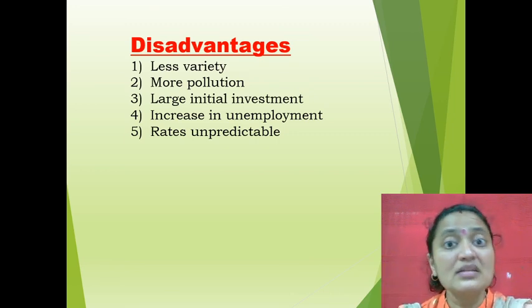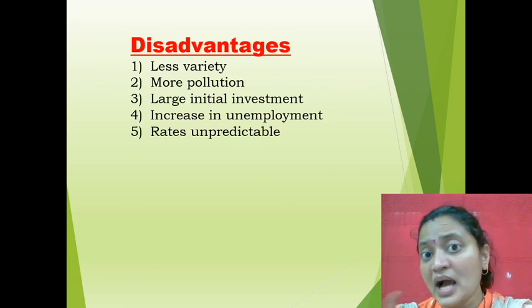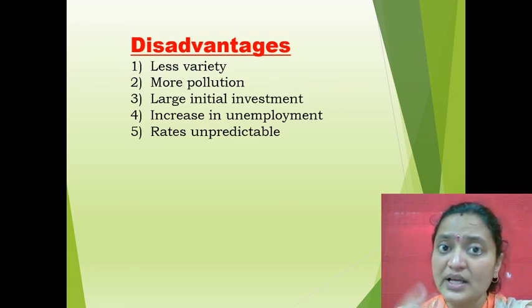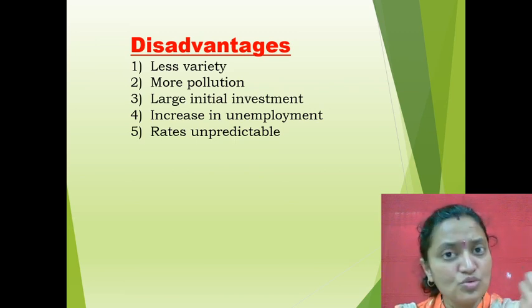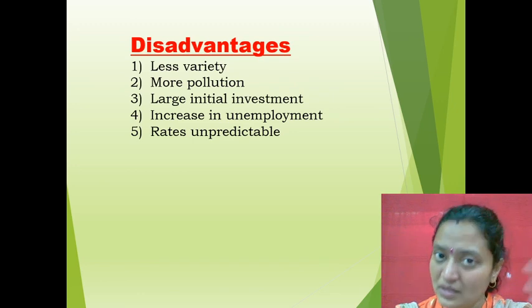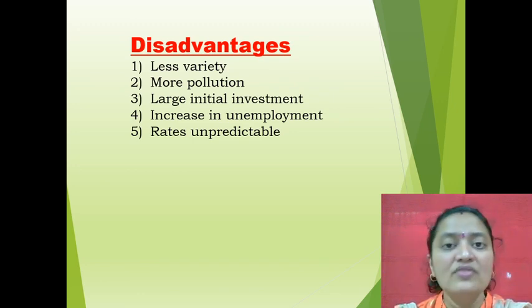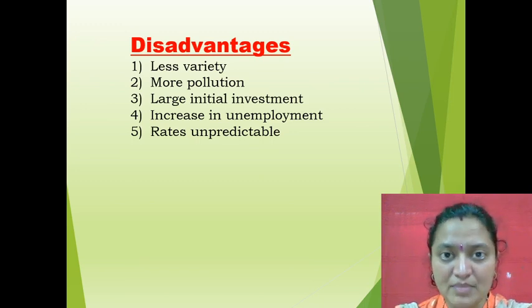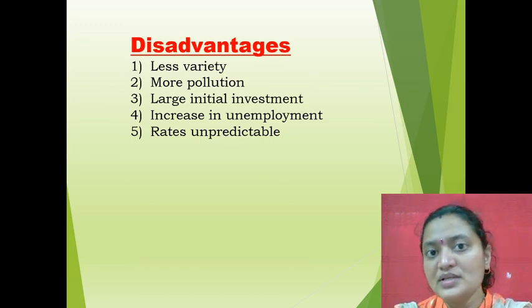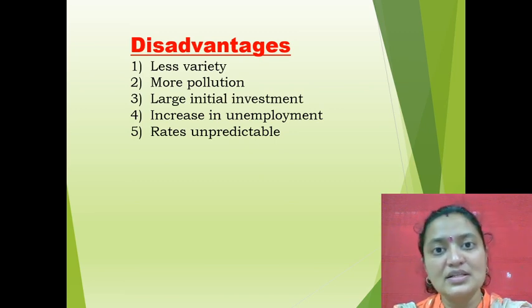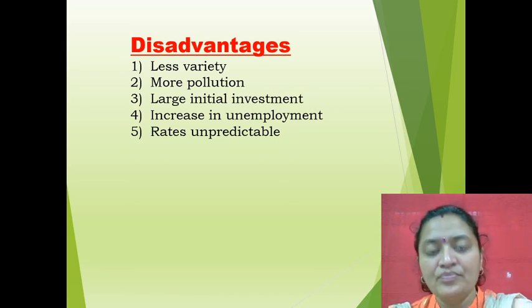And there is an increase in unemployment. There is an unemployment problem, because if all the work is done automatically with the help of machines, there is no requirement of labor. At that time the labor will remain unemployed without any kind of job, and rates are unpredictable. So in today's class we discussed the advantages and disadvantages of automation. Yes, thank you.